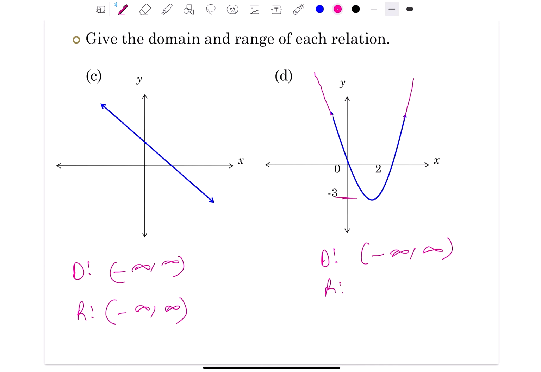Range is, so this is my -3, so it only goes -3 and above, does not go below -3. So range would be -3 to +infinity. Infinity always gets parentheses because we don't really know where it's at. So it's not a real number. It's not a number that exists. So -3 to infinity with -3 will have a bracket around because -3 is a part of the range of this function. -3 as a y value is taken by this function.